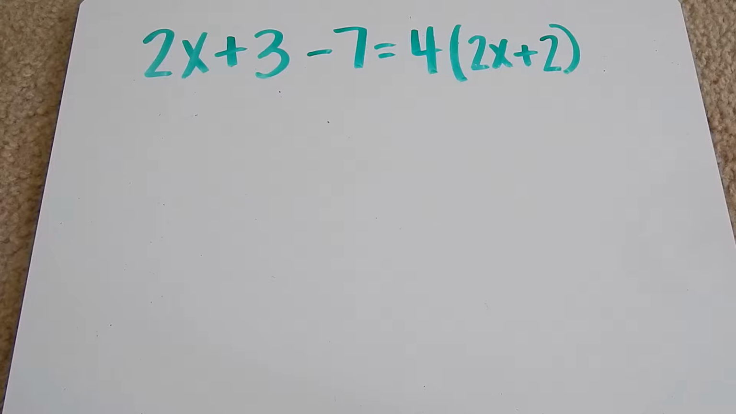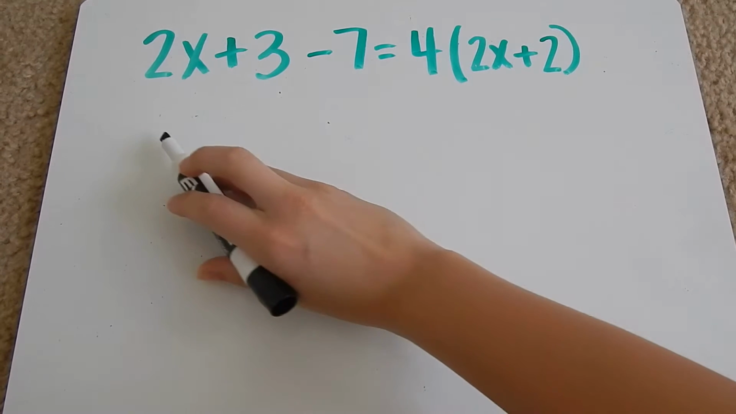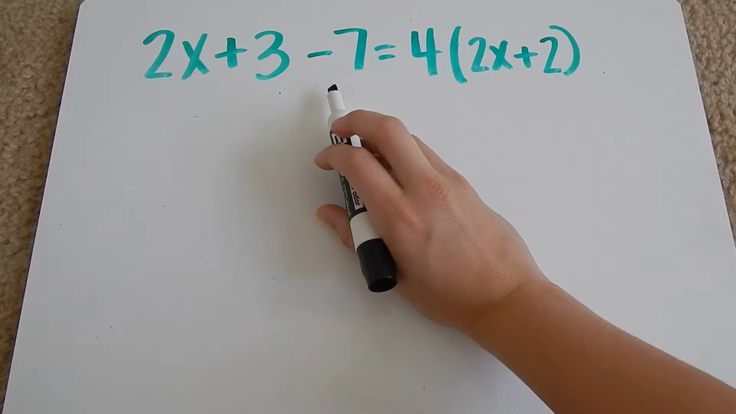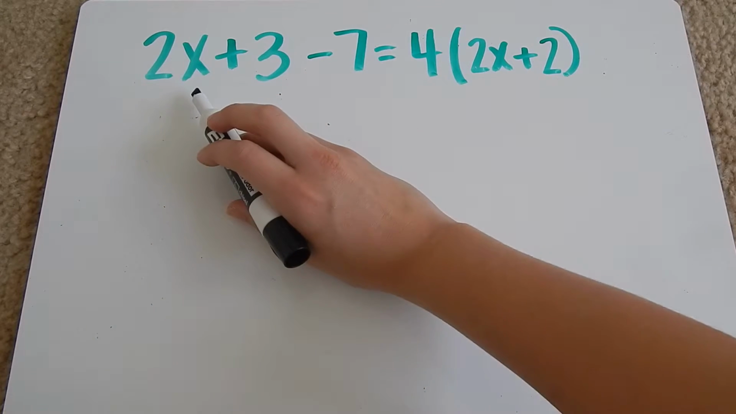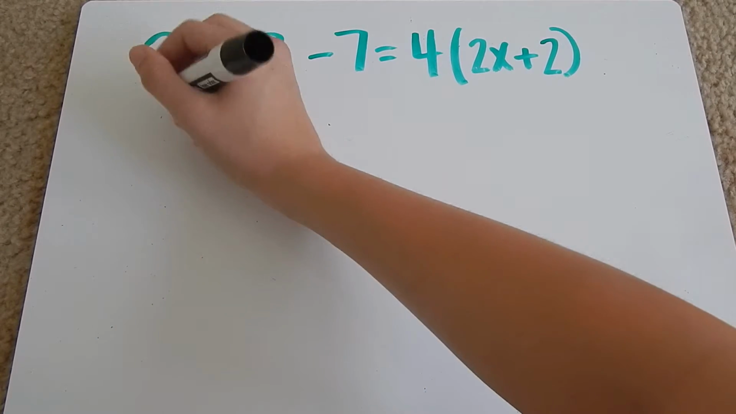Our next example, remember to follow the steps. We want to do each side separately. So on my first side here, 2x plus 3 minus 7, there is no distribution, so I move on to the next step, combining like terms. I do have like terms here that I can combine. There's only one x, so I'm just going to bring that one down.